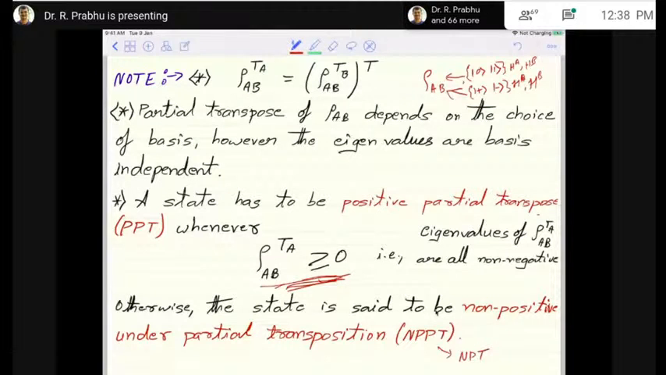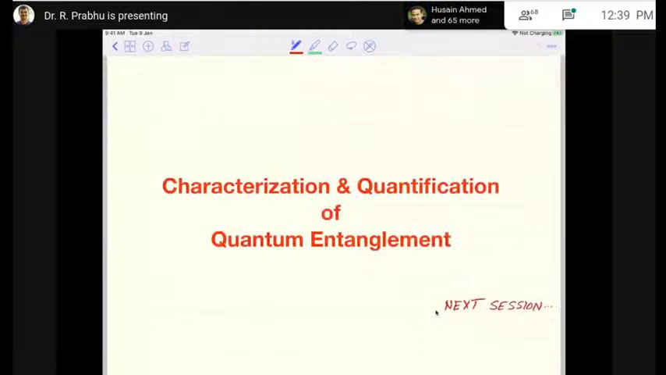This partial transpose operation also has a group theoretical implication. If you want to know more about this partial transpose operation, you should try to dig into this particular topic in various resources, and you can learn more about what is actually meant by partial transpose operation, what its group theoretical meaning is, and so on. I am left with the characterization and quantification of quantum entanglement, which I will take up in the next session.